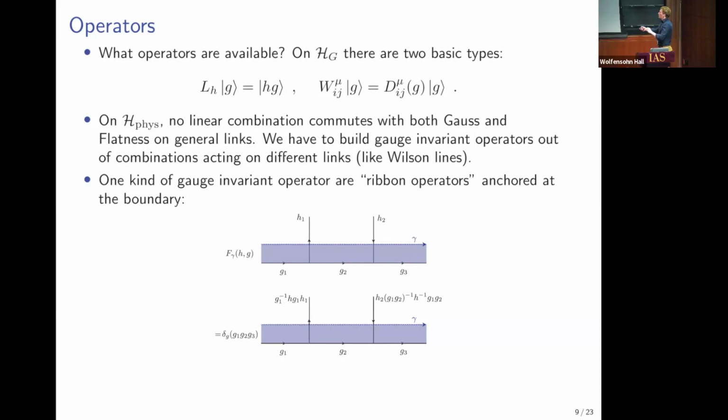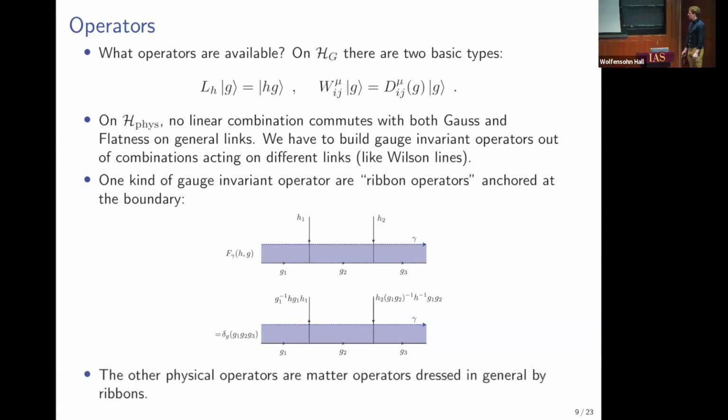That's not gauge invariant. But what you can do is some sort of integrated version of that, which you build out of these ribbons. So it's essentially shifting all of them in a coordinated way, and that measures the net electric flux flowing through it. And of course, if there's matter, you can have other physical operators, which in general are addressed to, say, the boundary by ribbons like this. So electric charges are addressed by Wilson lines, magnetic charges addressed by the dual Wilson line part of the ribbon, dyons addressed by more general ribbons, and so on.